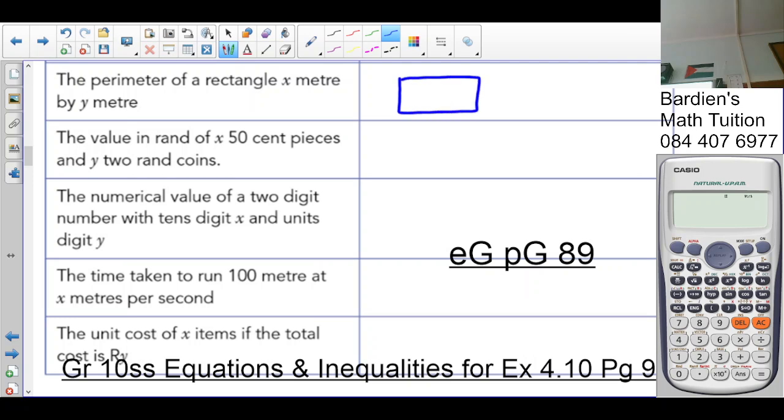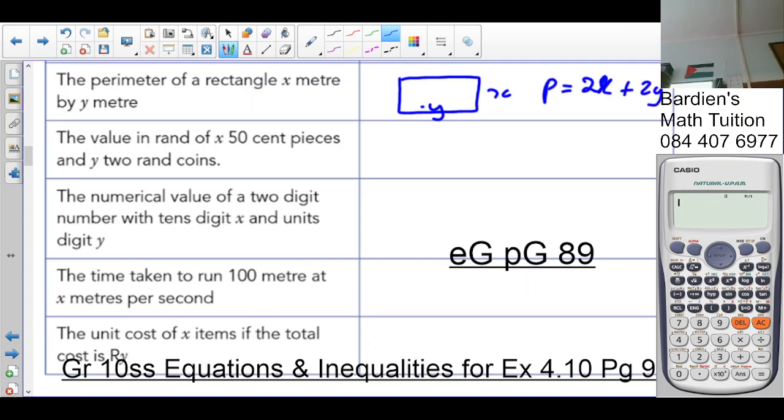You've got x and a y. The perimeter of a rectangle x meters by y meters. Okay, so how do you calculate the perimeter? It's 2 length plus 2 breadth. So what's my length in this case? 1. What's my breadth? x. So it's going to be 2x plus 1.